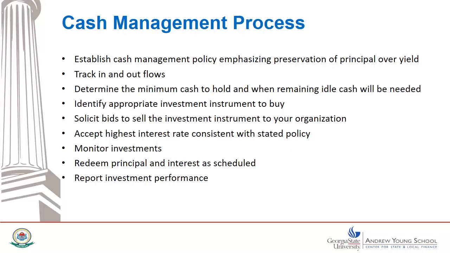Up to this point, we've introduced many of the elements of cash management, but it may help to think in terms of the steps in a cash management process. First, establish a cash management policy that emphasizes the preservation of money over the earnings or yield that may result. Next, track the inflows and outflows of cash. A cash budget will help with this. From that cash budget, you can determine the minimum cash to hold to cover bills as they come due, and when any remaining amount termed idle cash will be needed.